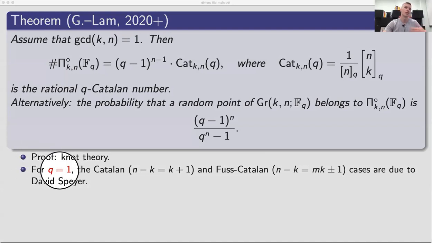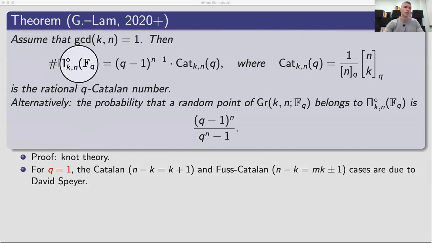And Thomas and I actually know how to do this for all k and n when Q is equal to 1 combinatorially. So that's actually a nice thing about this. We can do this for all Positroids, and then Positroids are nicer than these rational Catalan numbers because rational Catalan numbers don't satisfy any recurrence relations.